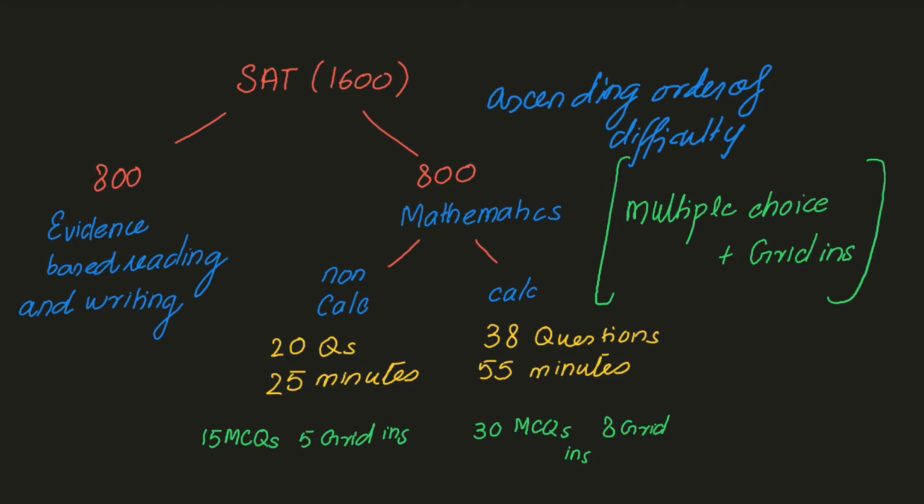So in the non-calc section, the first section, there's 15 MCQs and 5 grid-ins. And in the second section, which is the calc section, there's 30 MCQs and 8 grid-ins.